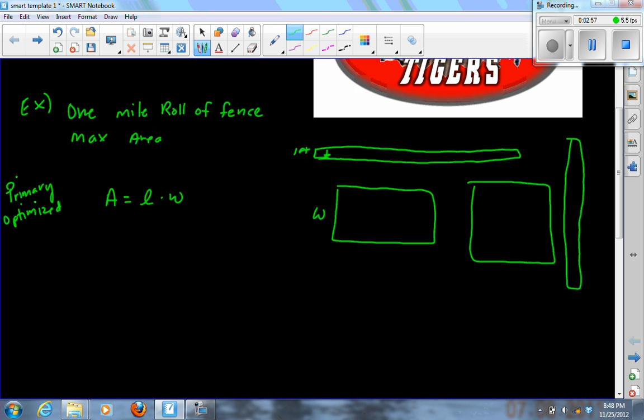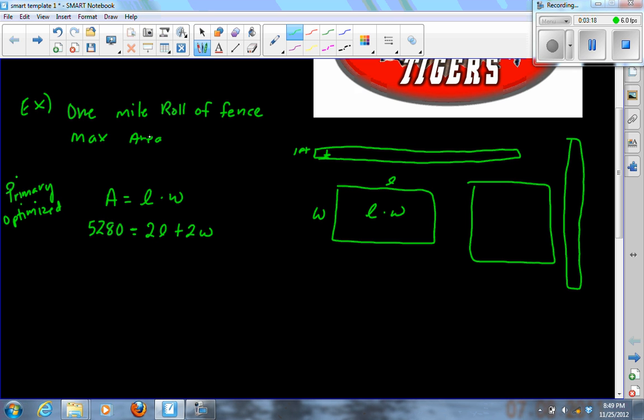See, we got ourselves a width and a length. Length times width will give me area. I also know that I have a mile of fence. That's important because I have 5,280 feet, and that's going to equal my perimeter, all the way around, which is 2 L's and 2 W's.